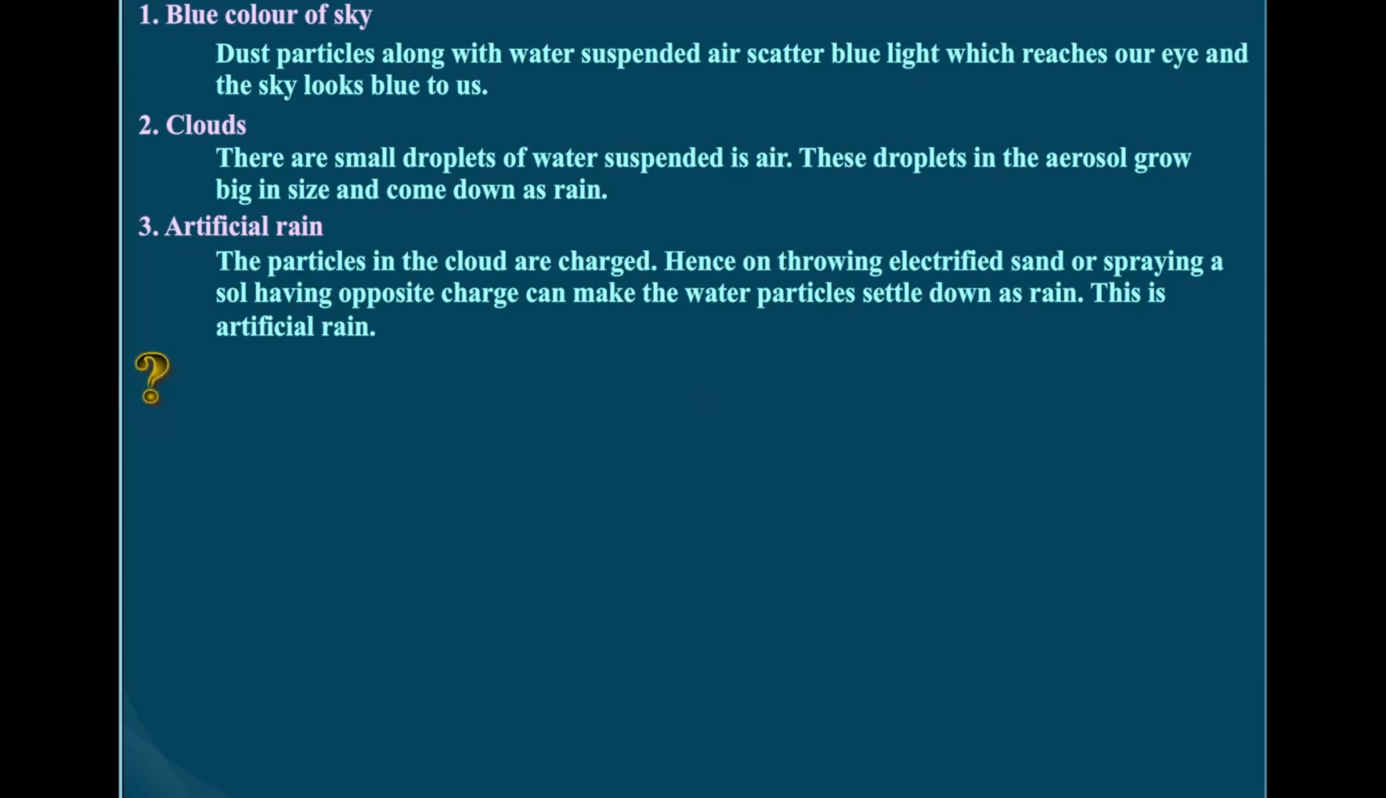So this is the second type of colloid that we see around us. Third is artificial rain. It is possible to cause artificial rain by throwing electrified sand or spraying a salt containing a charge opposite to the one on the clouds from an aeroplane. The particles in the cloud are charged. On throwing electrified sand or spraying a salt having opposite charge, the charge will be removed, the particles will become bigger, and as a result it will fall down as rain.